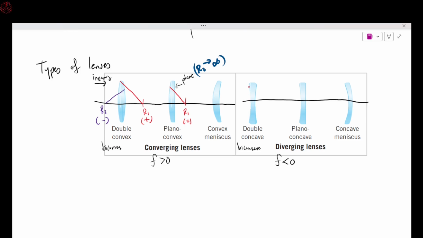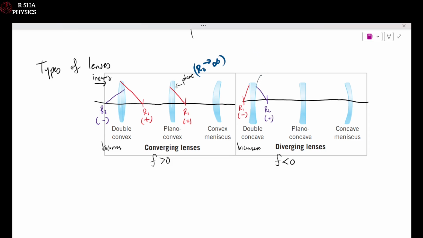My first surface is going to be here in front, so my R1 is going to be negative, and then my second surface is going to be over here, which means it is going to be positive. Quite the opposite of the double convex lens. Now, how do I know that? Let me just clarify again.